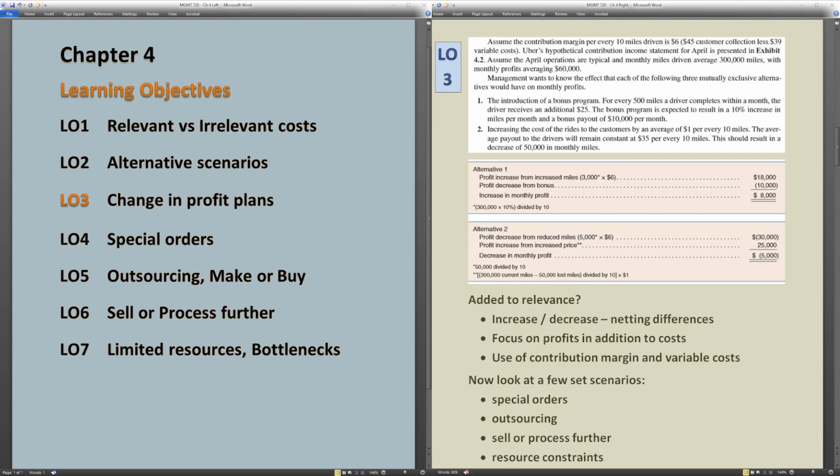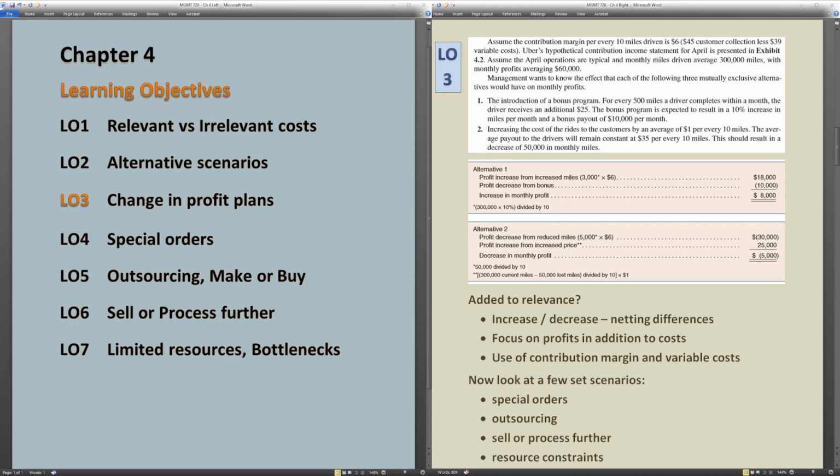Alternative 2, increasing the cost of the rides to the customers by an average of $1 per every 10 miles. The average payout will remain constant at 35 per 10 miles. This should result in a decrease of 50,000 in monthly miles. So essentially here we've got a different alternative, and if you're interested, please go through and calculate it for yourself. There's enough information here. But the upshot is the alternative has a profit increase from the increased price. The increased price is going to result in reduced miles.